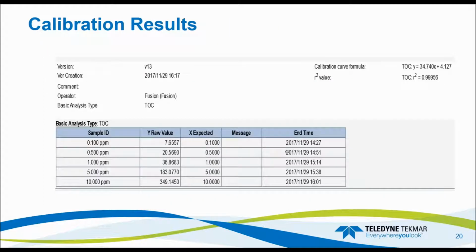All right, here are my calibration results. You can see here I got a really great R-squared linear regression value of at least 3 nines. I like to get at least 3 nines, but it's up to you SOP-wise. A lot of labs only require 0.995. I usually strive to get 3 nines, which is very easy to do with the Fusion.